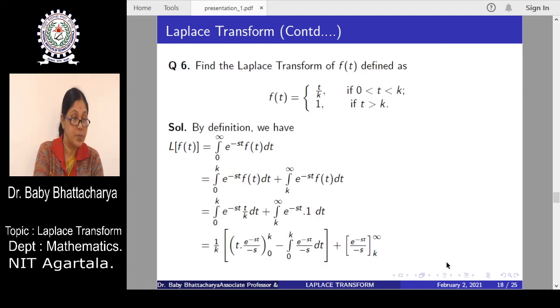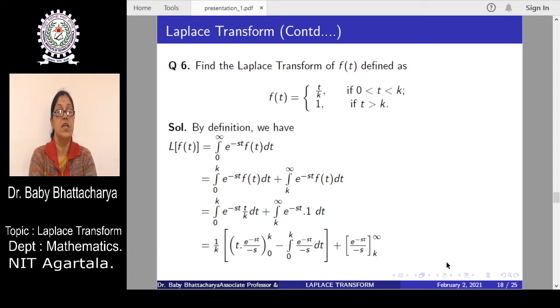Now it may so happen that the function is defined in two or more than two intervals. Then also we can find the Laplace transformation by using the definition. For example, the function f(t) is defined as f(t) equals t by k whenever t is lying from 0 to k, and the function is defined as 1 for all t strictly greater than k. So by applying the definition of Laplace transformation, we can find the Laplace transformation of this function f(t).